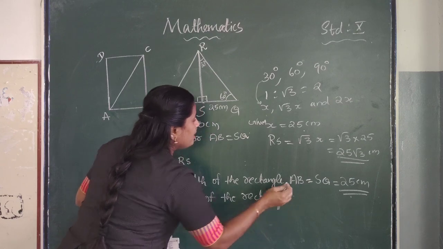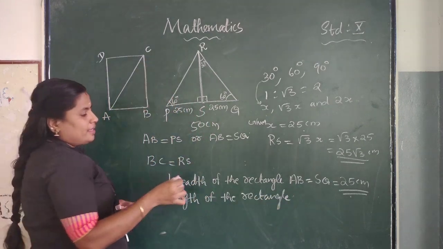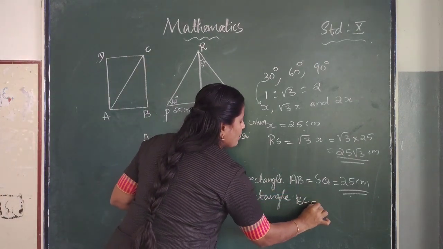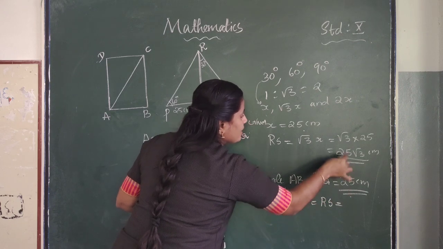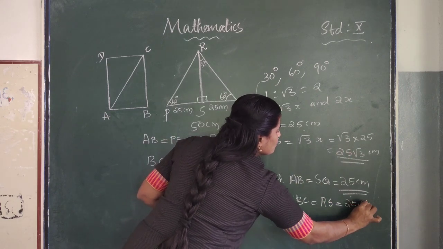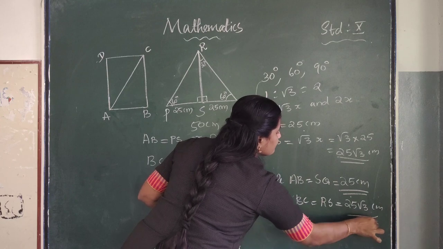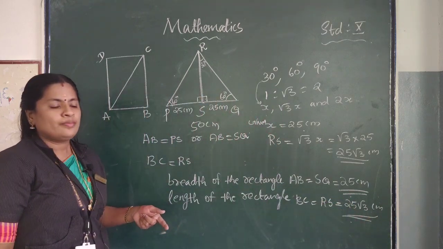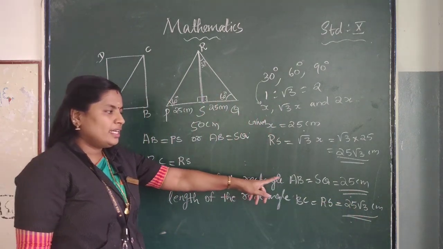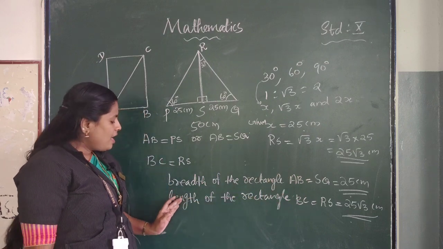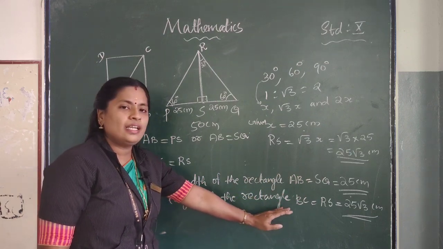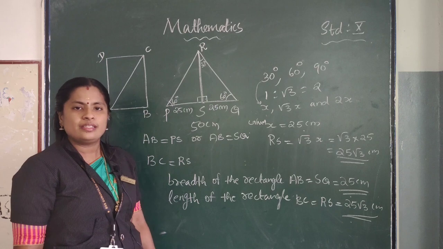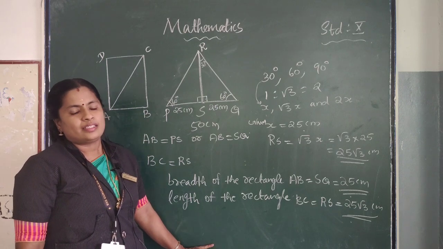Length of the rectangle is BC. BC equal to RS. Okay, that is 25 root 3 centimeters. Understood? So the breadth of the rectangle is 25 centimeter and the length of the rectangle is 25 root 3 centimeter. So this is the answer.